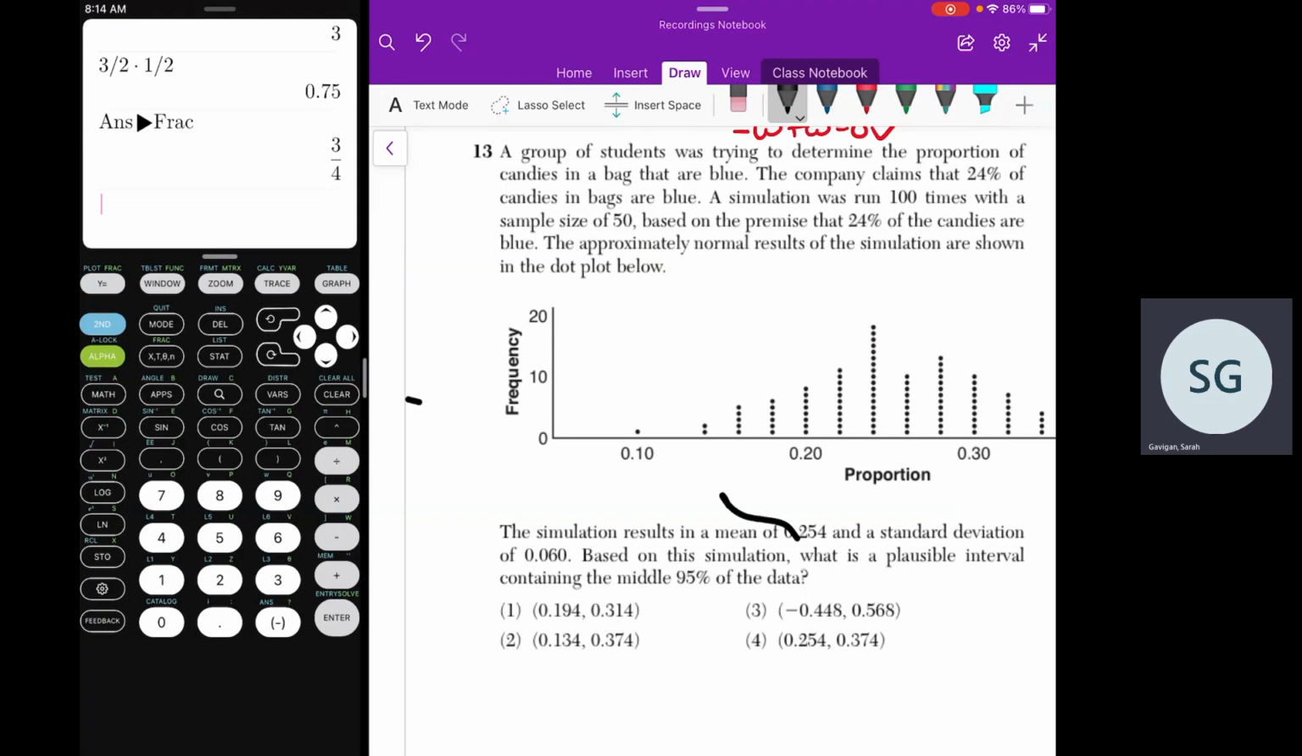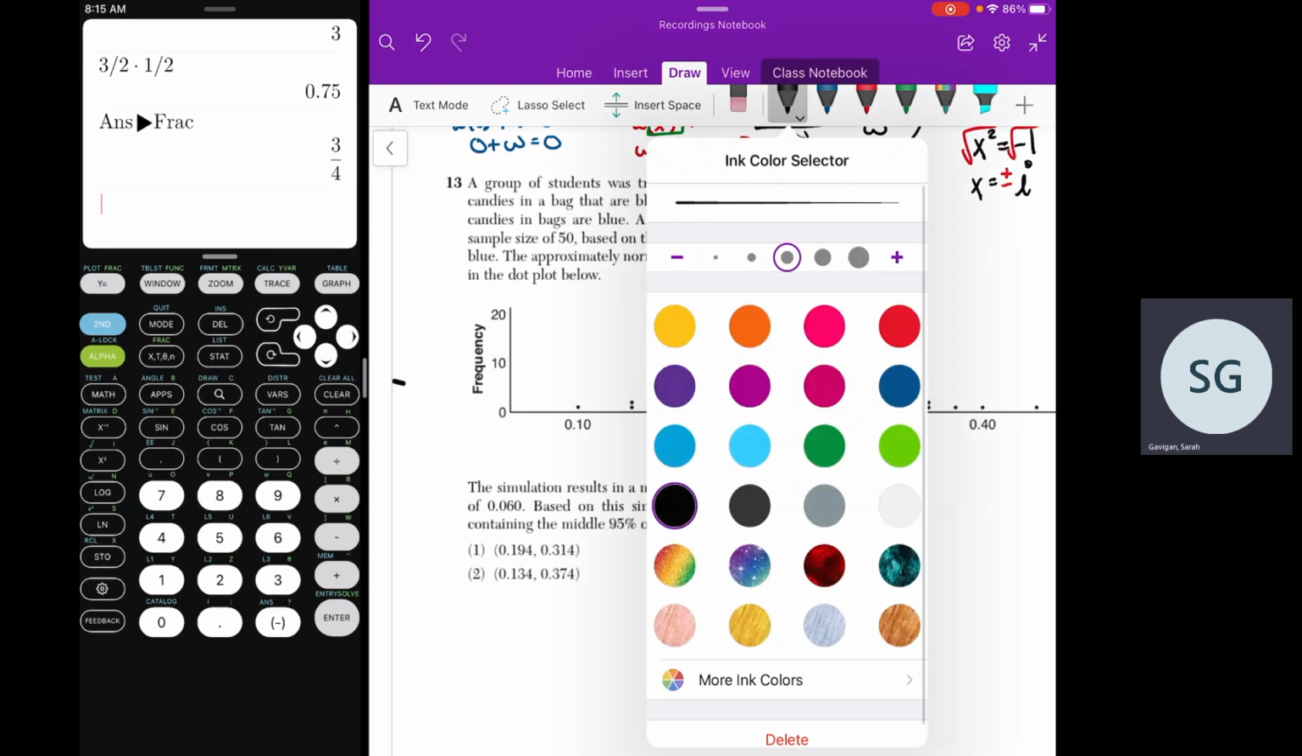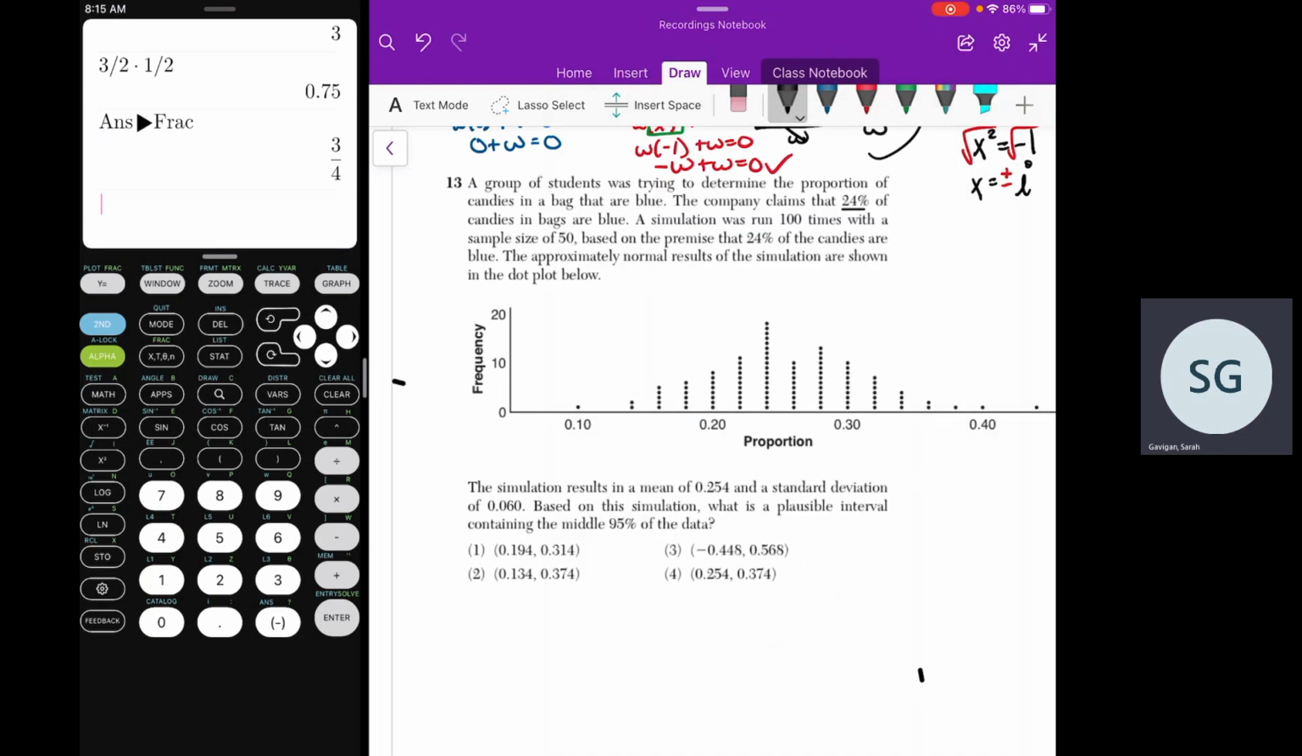So the first question, number 13 here, we have this dot plot that we saw in the statistics unit. A group of students was trying to determine the proportion of candies in a bag that are blue. The company claims that 24% of the candies are blue. The simulation was run 100 times with a sample size of 50. That 100 just means there's 100 dots in the picture. Based on the premise that 24% of the candies are blue, the approximately normal results of the simulation are shown in the dot plot below.